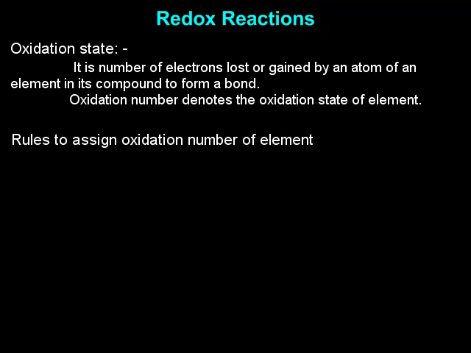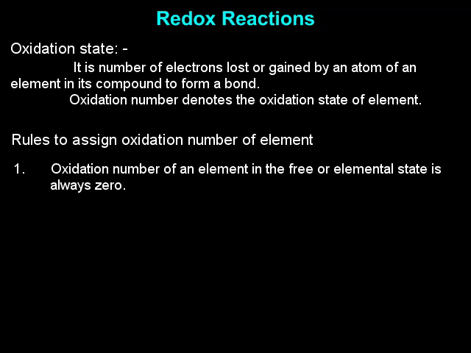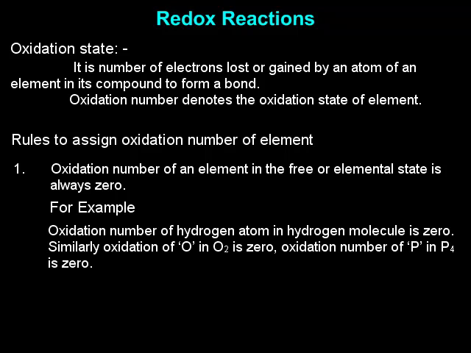Rules to assign oxidation number of element. Oxidation number of an element in the free or elemental state is always 0. For example, oxidation number of hydrogen atom in hydrogen molecule is 0. Similarly, oxidation number of O in O2 is 0. Oxidation number of P in P4 is 0.